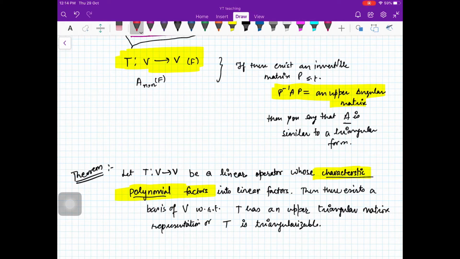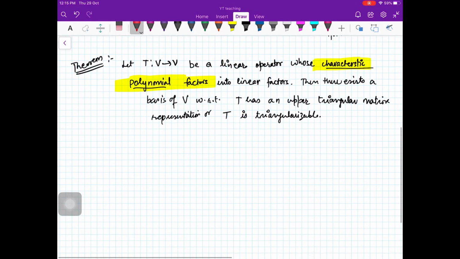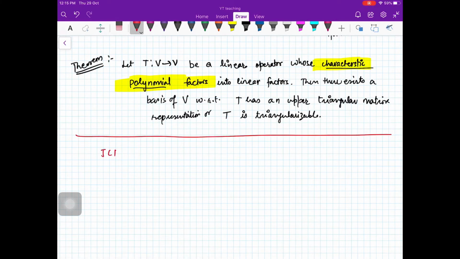Okay, so we are not going to prove this theorem, but we'll just do one problem to understand what exactly is the difference between Jordan canonical form and triangular form, and how we can write the triangular form. So you see, first of all, you know that a Jordan canonical form will be something like, say, 2 2 1 0.